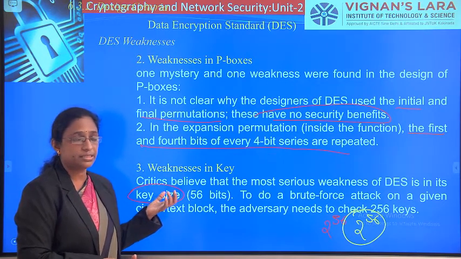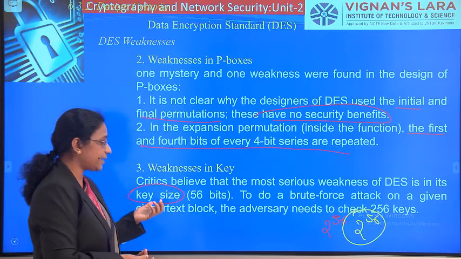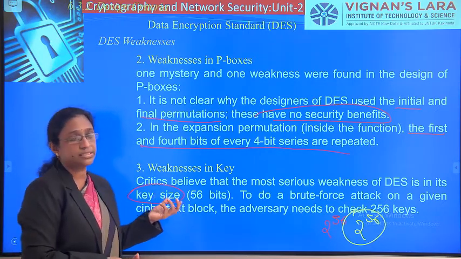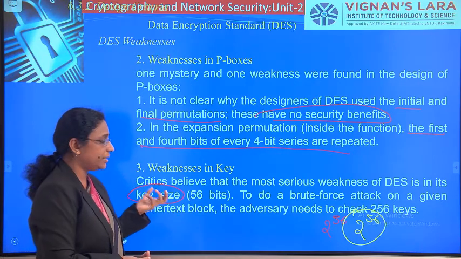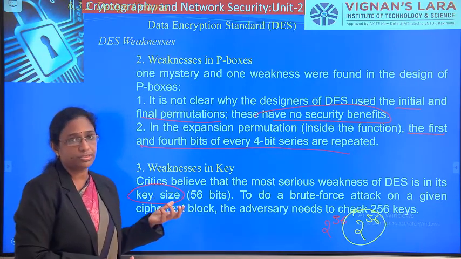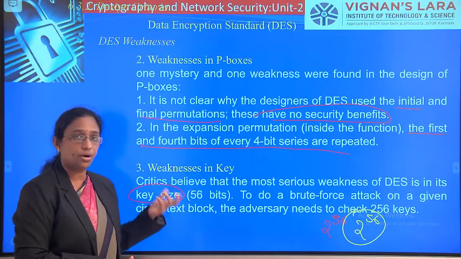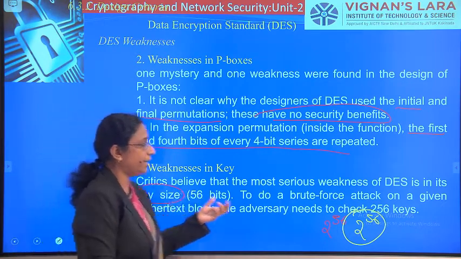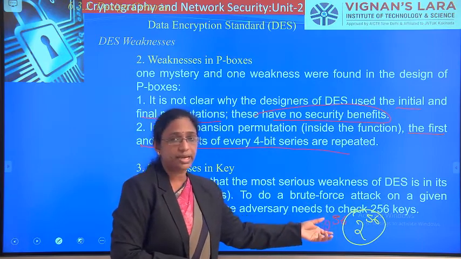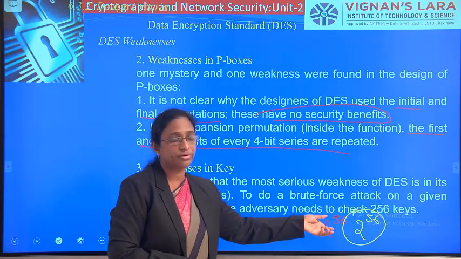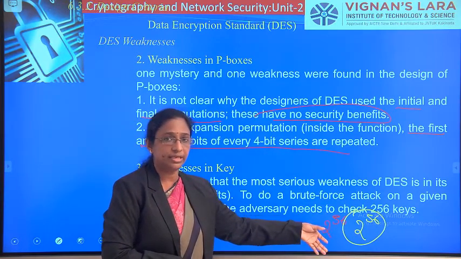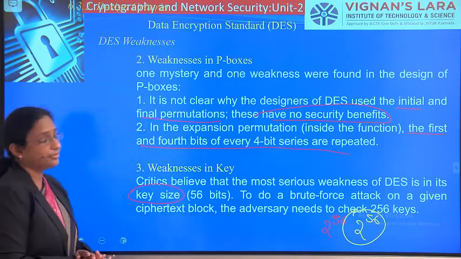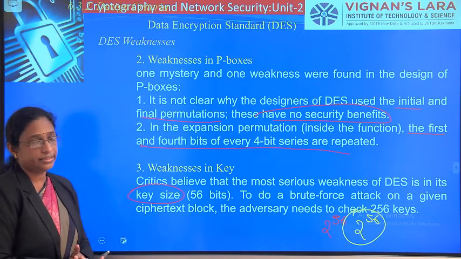In DES, the key size is 56 bits. Having only 56 bits in the key size, the attacker can apply the brute force attack. Brute force attack means checking all the possibilities. He will be taking 2 to the power of 56 and checking all 2 to the power of 56 possible keys on the ciphertext. So that is the third weakness found in DES.